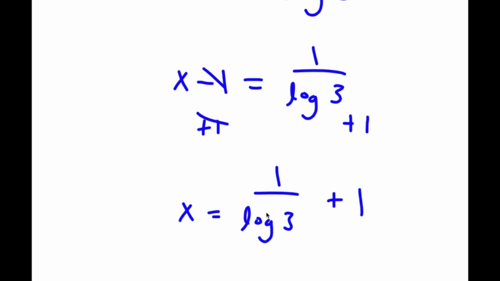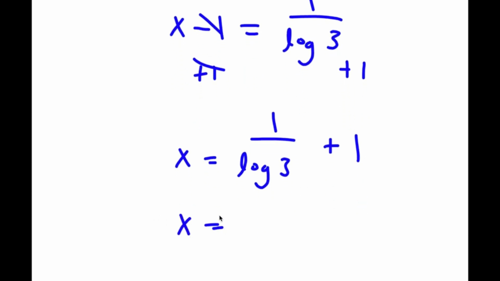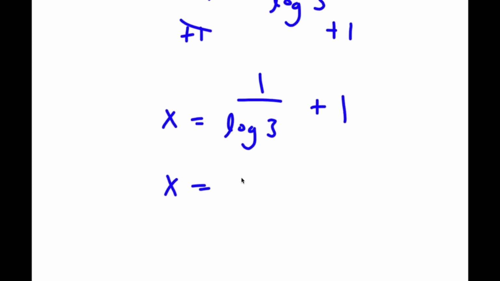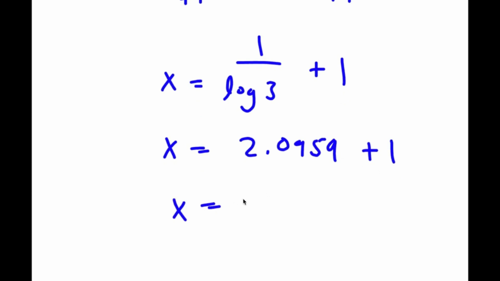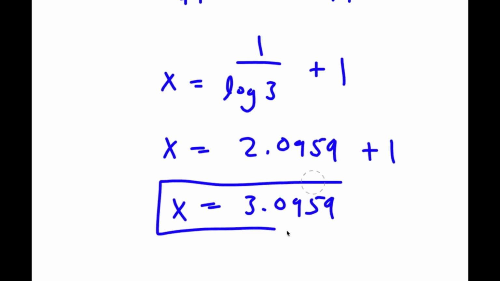Now 1 over log 3 is simply equal to 2.0959. So I have 2.0959 plus 1. If I add these two, I get 3.0959. So this is my answer.